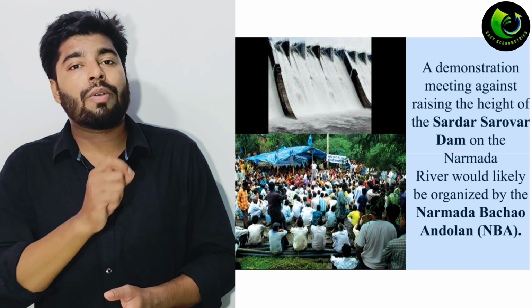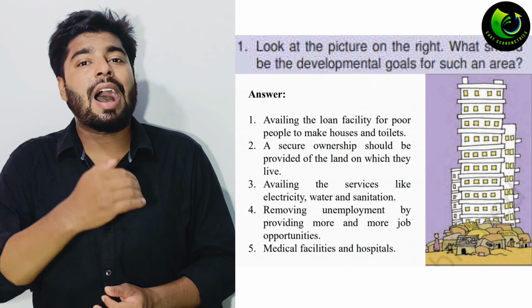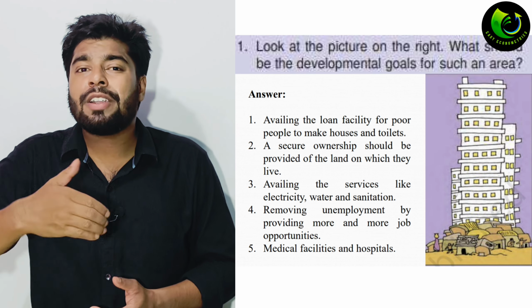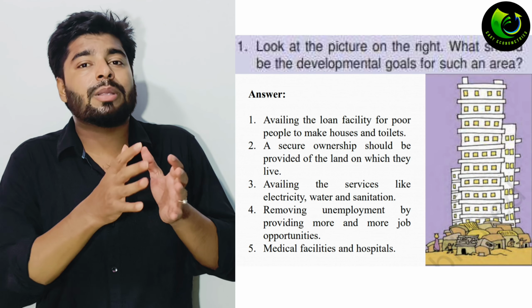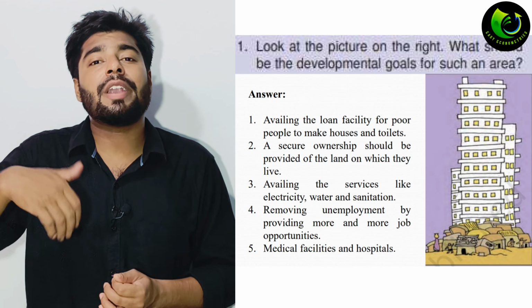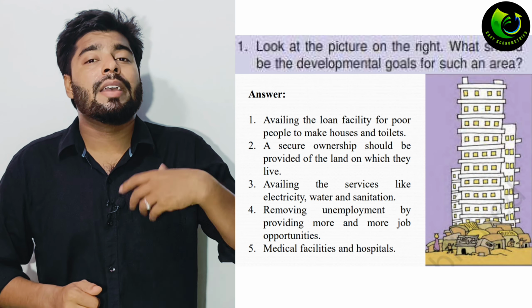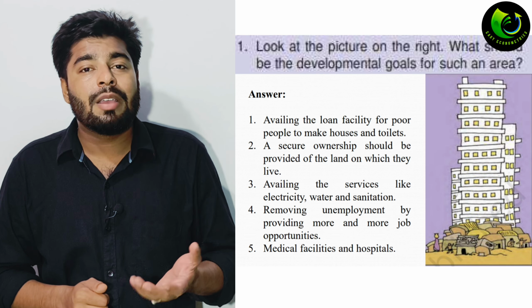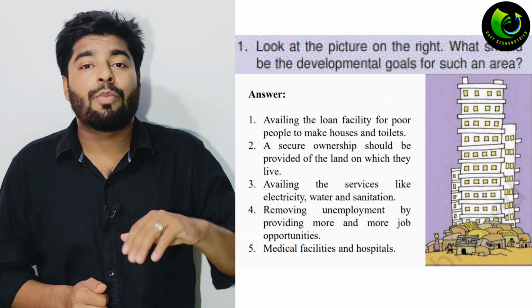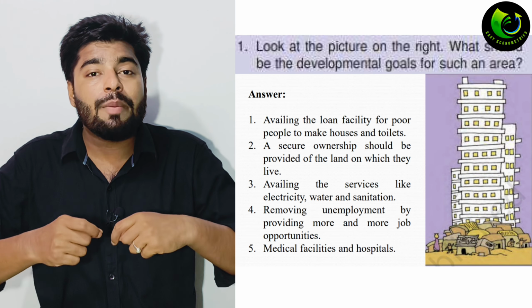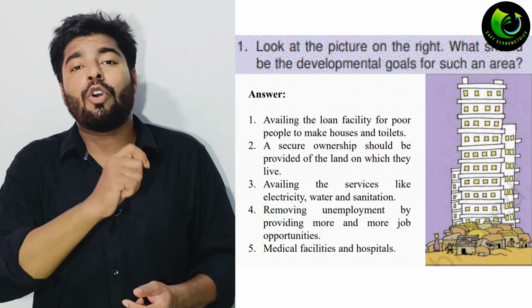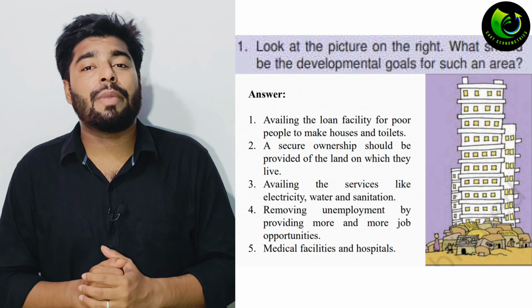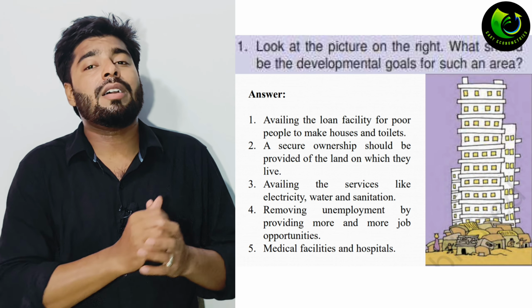Now look at the pictures. Here the high residential flat is next to the slum areas. Now, what would be the development goals for the slum area people? The development goals are better health facilities, hospitals, more job opportunities, proper sanitation facilities, proper water supply, available loan facilities for the poor people to make houses and toilets. So these are the development goals for the slum area people.